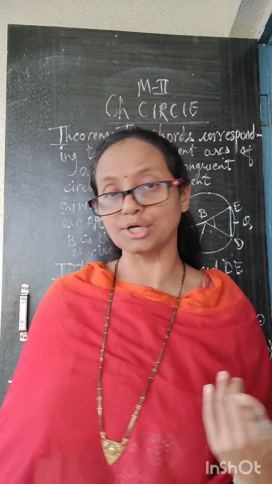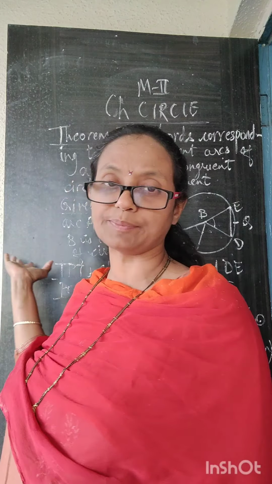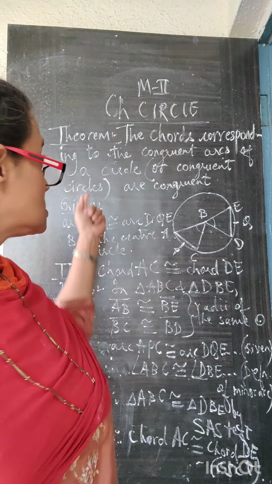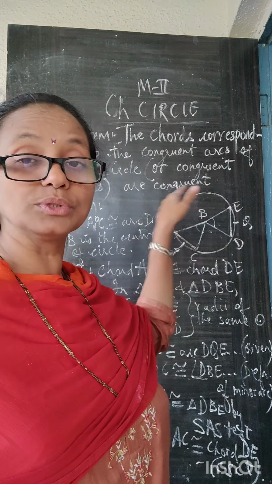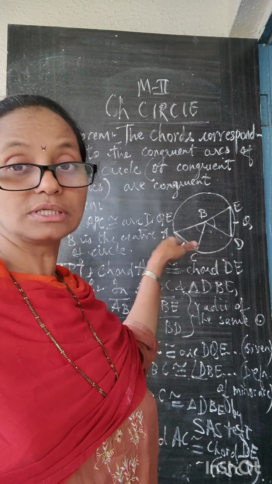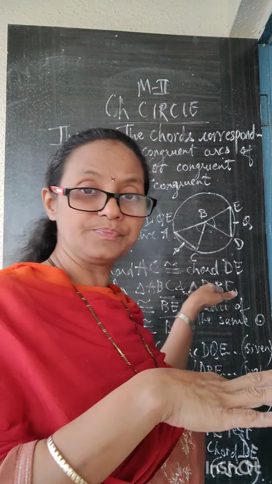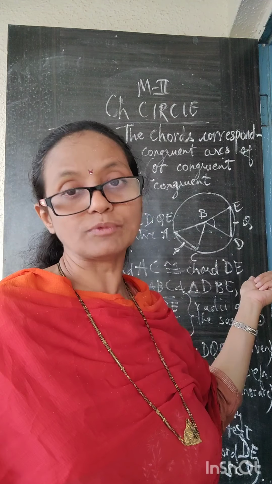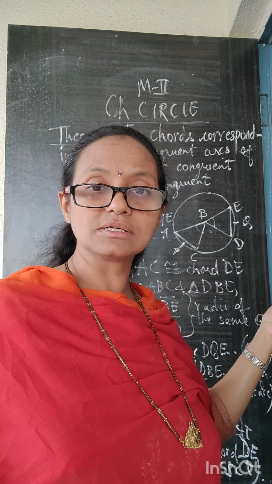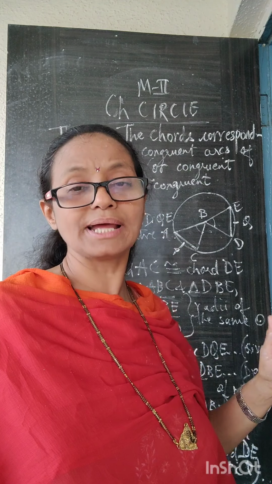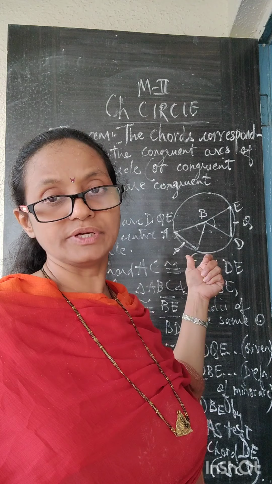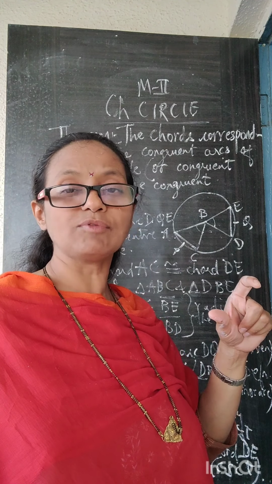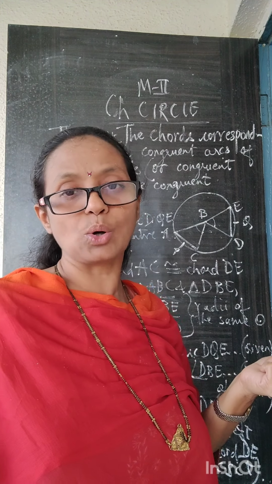Yes, so we go for the next theorem now. That is the converse of this statement, right? What is the statement telling us? The chords corresponding to the congruent arcs of the same circle are congruent. So the other way, here the chords I had to prove congruent. So in the converse, chords will be given as congruent, and what was given, congruent arcs, I have to prove here. In this converse, I have to prove the arcs are congruent.